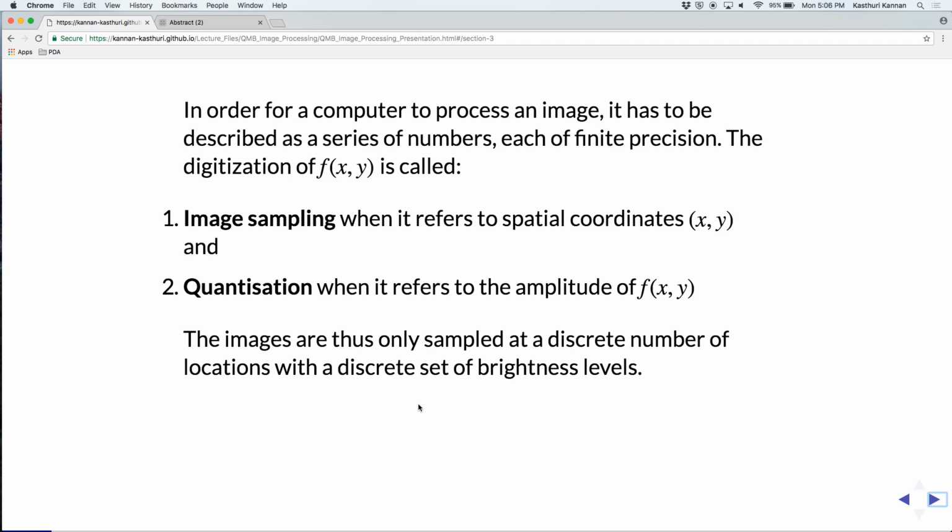So the images are thus sampled only at a discrete number of locations with a discrete number of brightness levels. The brightness levels may range from 0 to 32. Usually it's in powers of 2, right? So these are called grayscales, right?